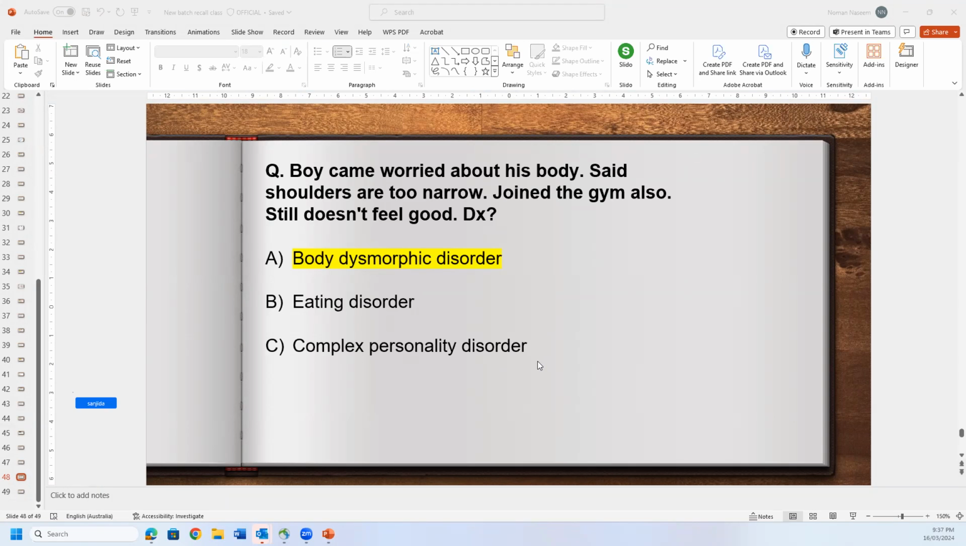This is a body dysmorphic disorder because if you see the first line, they have said the boy came worried about his body. Said shoulders are too narrow. So he's worried about the shoulder part and joined the gym as well. Still doesn't feel good. So joining the gym is not related to eating. Joining the gym is related to bulking up because he thinks that the shoulders are too narrow. So I believe that this patient wants to have broad shoulders, and he joined the gym to increase the muscle mass. So this is typical body dysmorphic disorder.